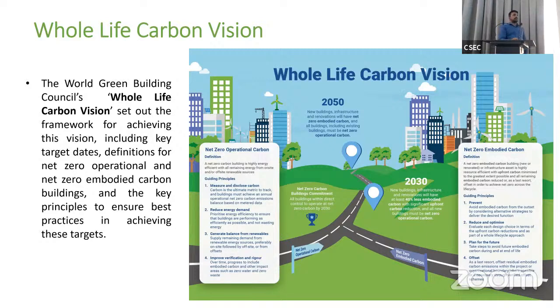For the 2030 target, the World Green Building Council declares that all buildings within direct control must operate at net zero carbon by 2030 for operational carbon. By 2030, it also defines that new buildings will have at least 40% less embodied carbon as well. By the 2050 goal, they specify that all new buildings will have net zero embodied carbon, and existing buildings must also be net zero operational carbon. That means by 2050, all new and existing buildings should be net zero operational carbon.